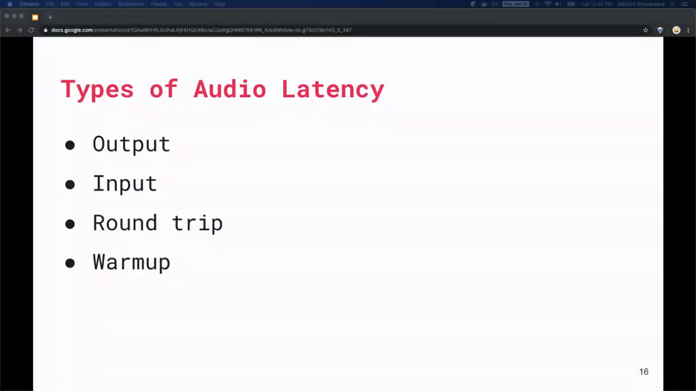But in the very beginning, the array is empty. To fill that up, it's going to take a little bit of time, and that is your warm-up latency. That's the amount of time it takes for the audio to actually start getting processed, and that's why there's a warm-up latency.